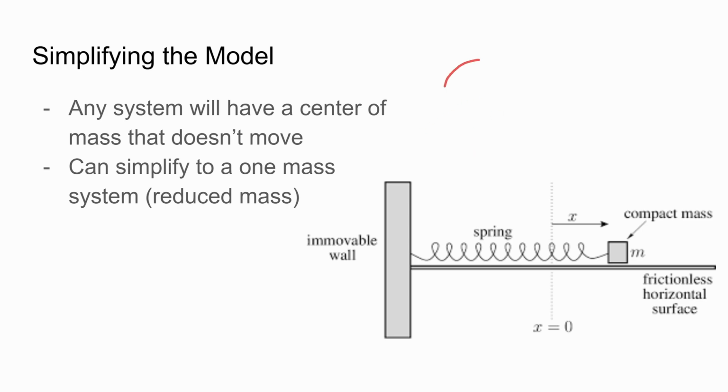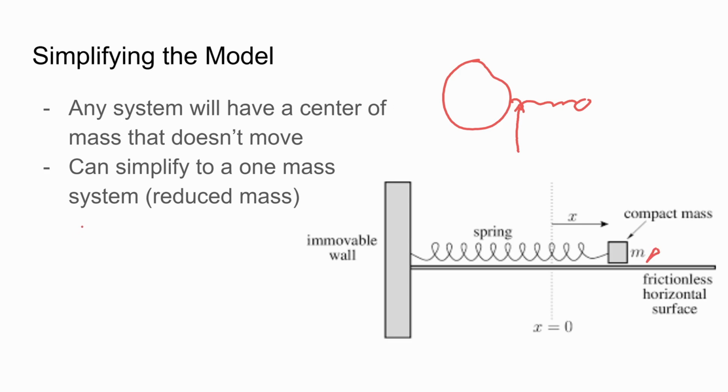If we have a really big mass connected by a spring to a very small mass, this center of mass is going to be very close to the big one. But whether our system has a large and small mass, or two masses of equal sizes, there will always be a center of mass that does not move when our spring oscillates. Now, we can simplify this two-mass system to a one-mass system called the reduced mass, which will oscillate on a spring attached to an immovable wall. We see that right here.